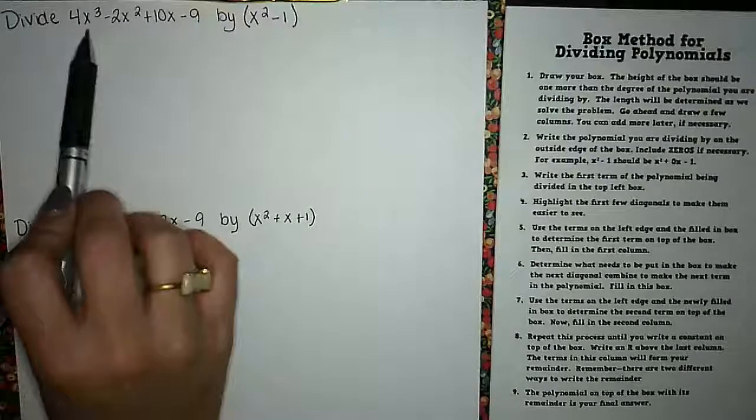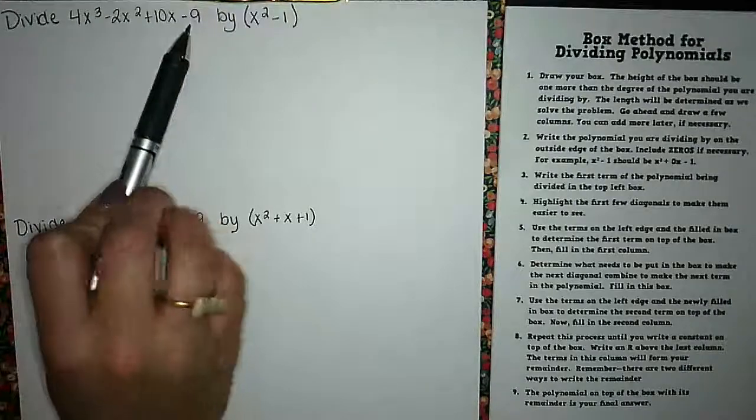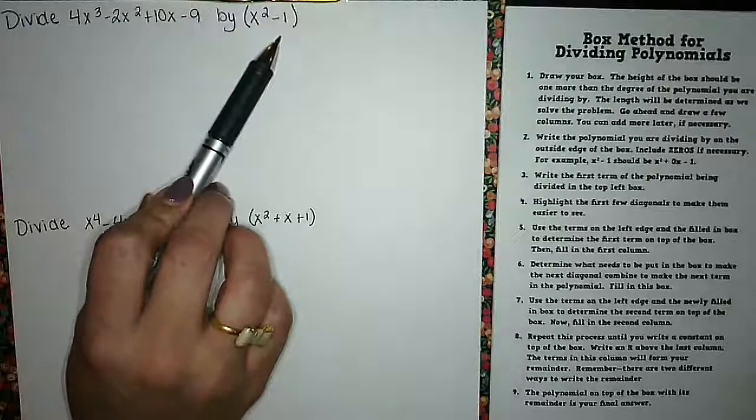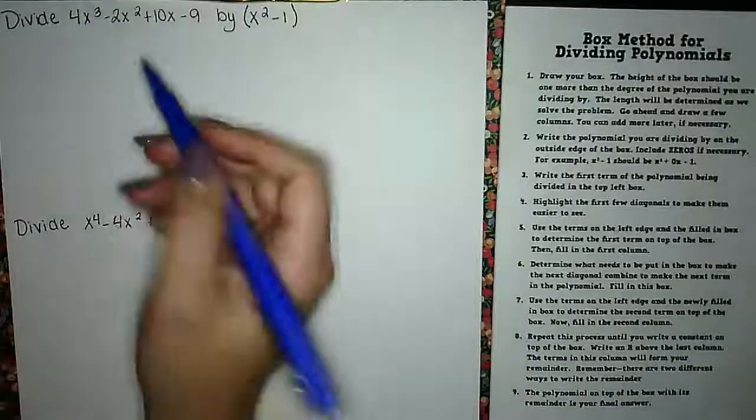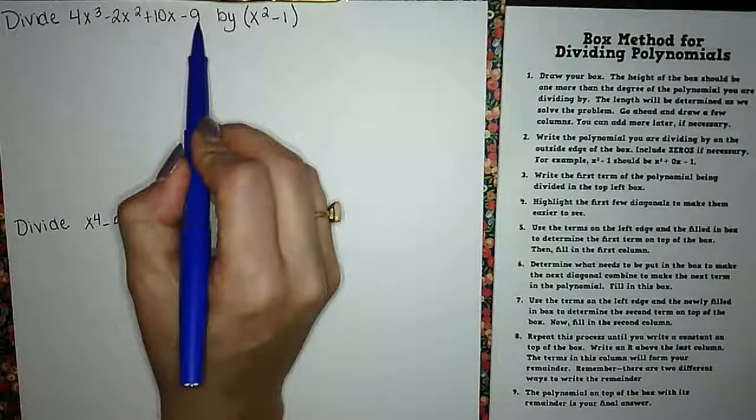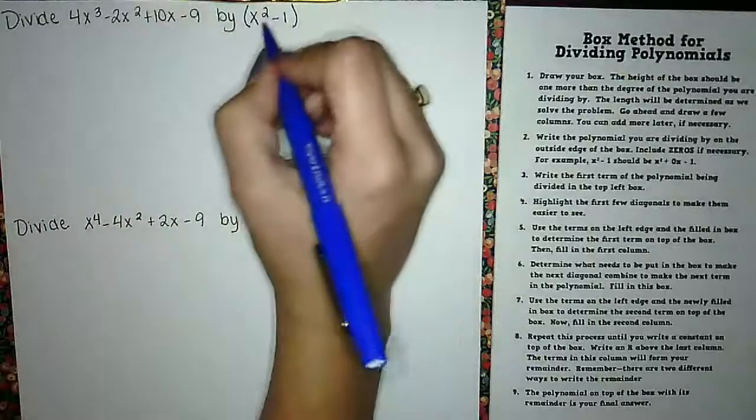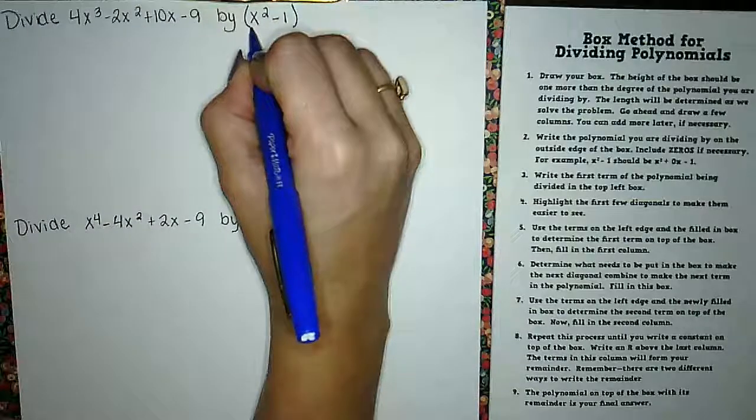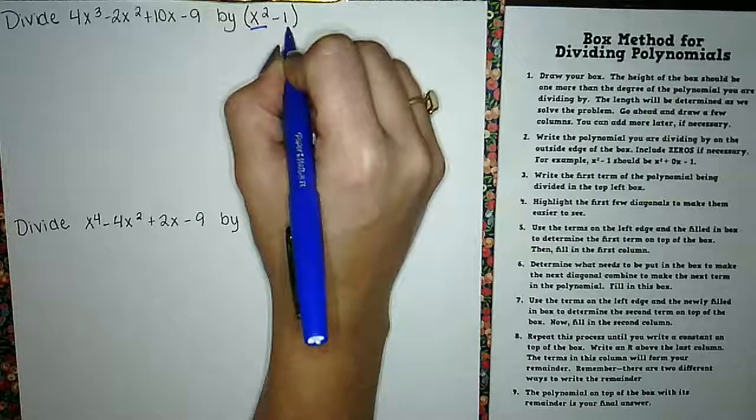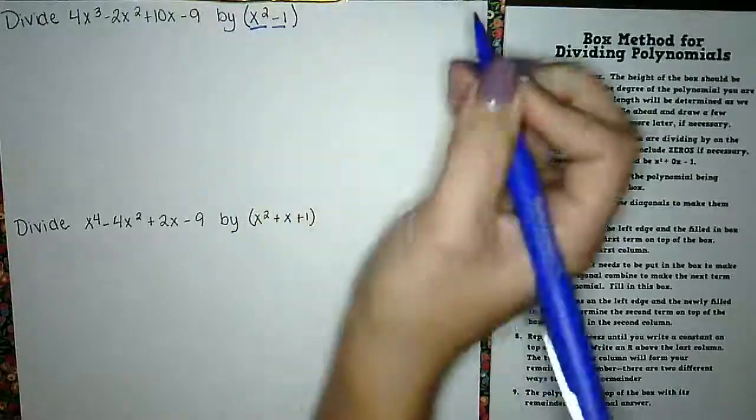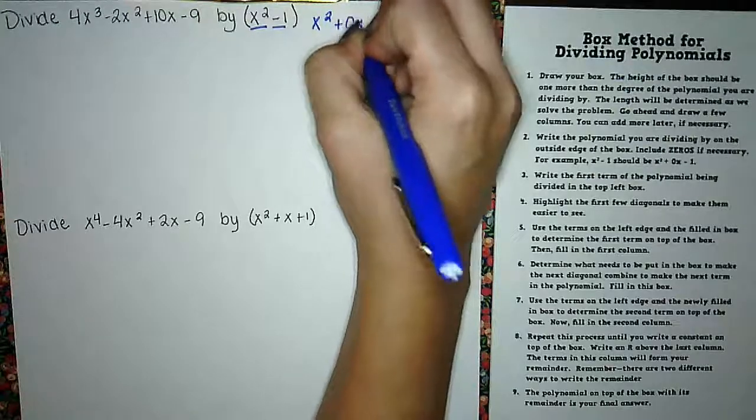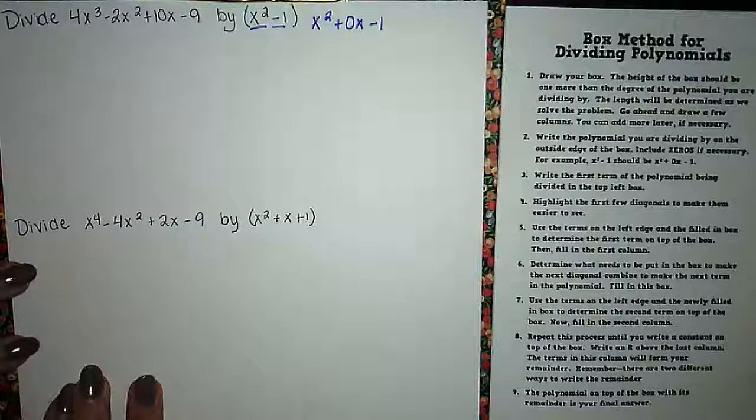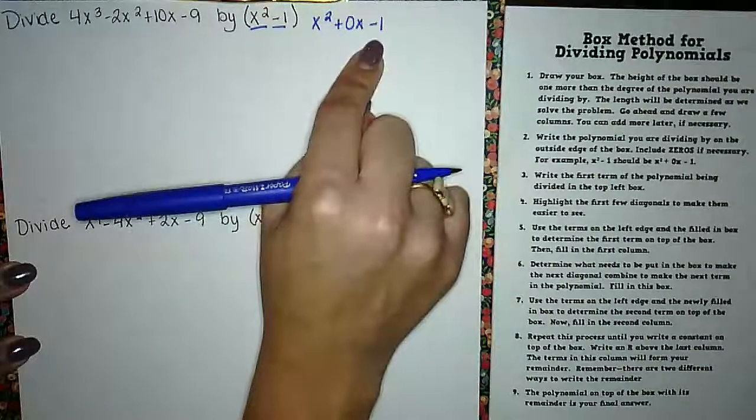So if we have 4x cubed minus 2x squared plus 10x minus 9, and we're dividing it by x squared minus 1, we can use the box method. First thing you need to do is check and make sure that you're not missing any terms. So I have a cubic, quadratic, linear, and constant. This one's good to go. Here I start with a quadratic and automatically go down to my constant. So I'm missing my linear term. So we're going to put that missing linear term in between so that we have that placeholder.